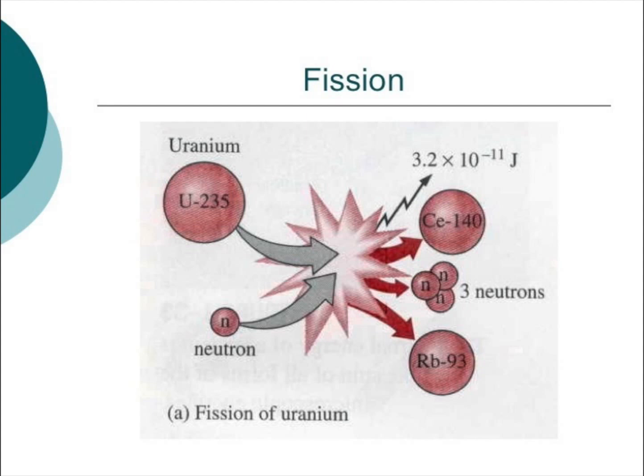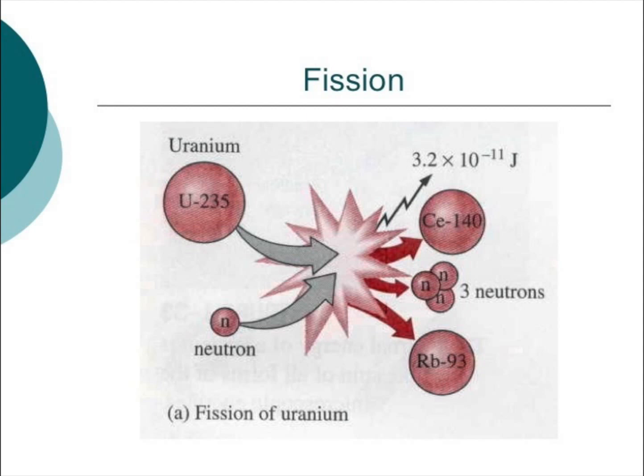A very different nuclear process is the fissioning of a stable nucleus. In this case, uranium-235, an isotope of uranium, is struck by a neutron and absorbs that neutron. The resultant nucleus is unstable and breaks apart or fissions into 2 daughter nuclei.